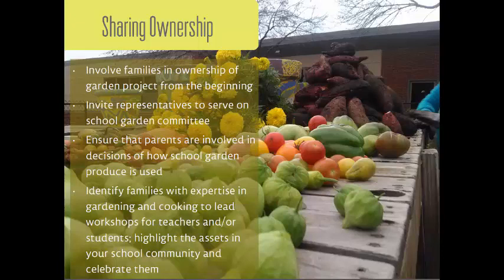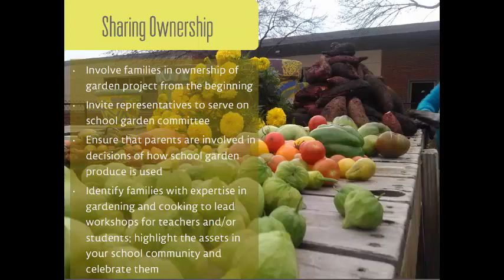So from the outset, be sure to try and involve families in the ownership of the garden project. You can invite them to join the garden committee. You can have them give input in how the garden produce should be used. Just find your experts through families, because lots of folks have tons of experience, maybe home gardens, maybe they've gardened before, and the purpose of the garden, again, should fit the needs of those folks who want to be involved.